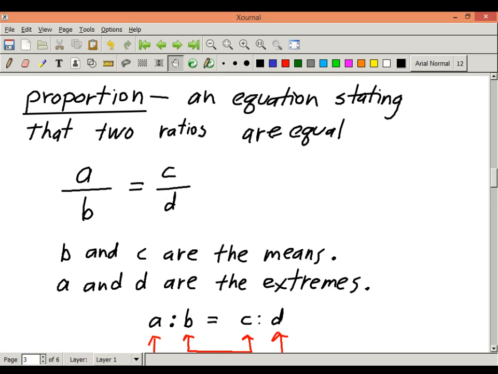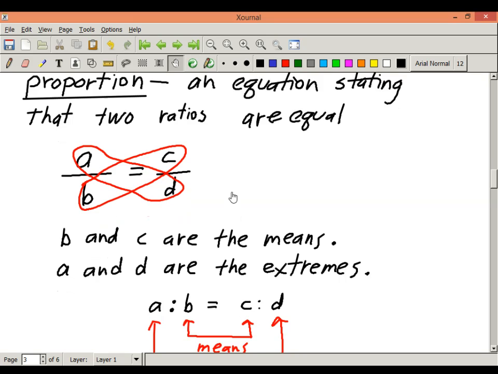these positions in this proportion have names. B and C, these two right here, are the means. So B and C are called the means of the proportion. And the other two, the top left and lower right, are called the extremes. So you have the means and the extremes of a proportion.